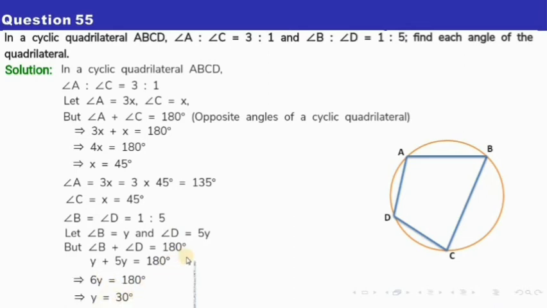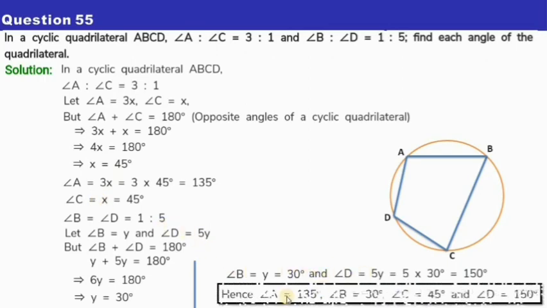Alright, so therefore my B will be y, right? So B is equal to y, which is equal to 30, and my D will be 5y, that is 5 into 30, which is 150. Alright, so we have found A, B, C and D. So that's why my final answer will be this much. Alright, so you may pause the video to note down.